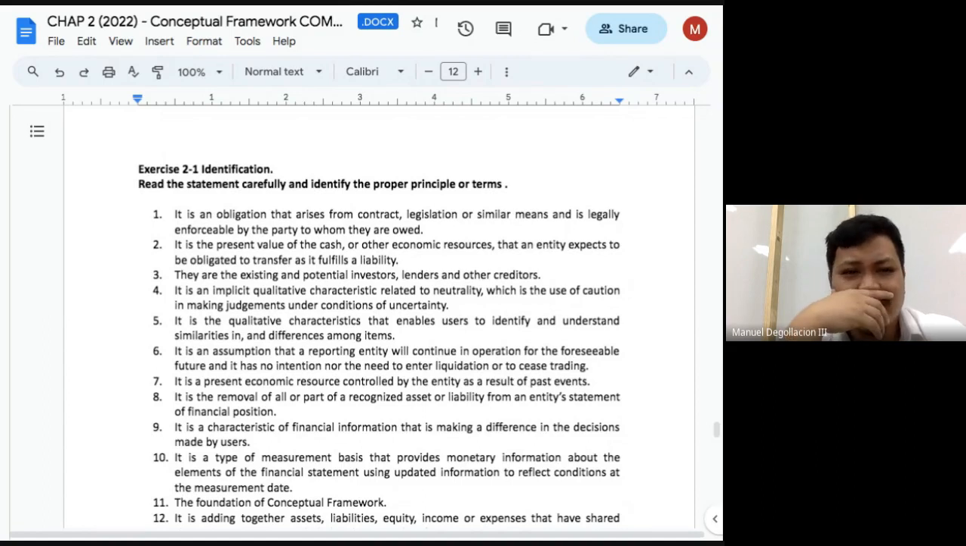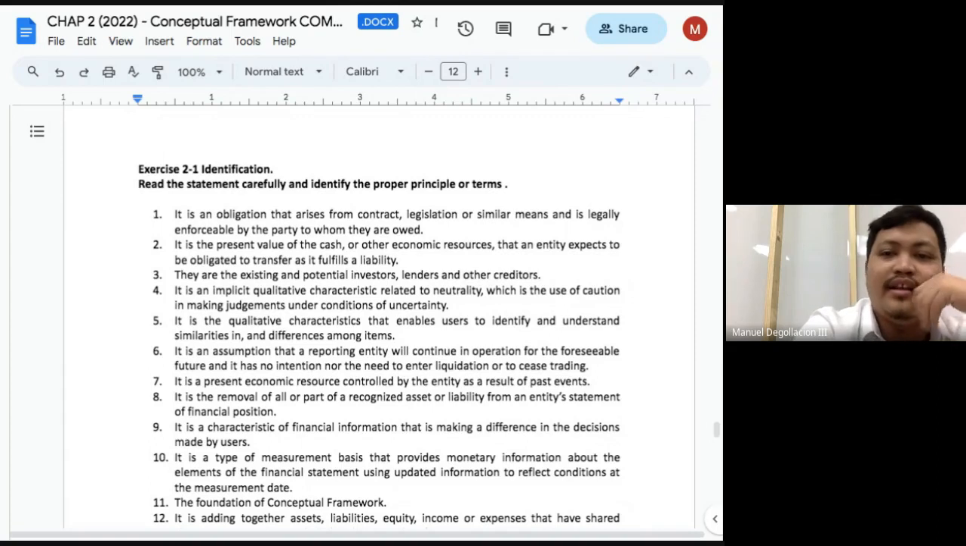Number one, it is an obligation that arises from contract, legislation, or similar means and is legally enforceable by the party to whom they are owed. This describes a legal obligation. Because you're not allowed to come up with your own terminologies because there are terminologies provided by the framework and the standard, and what are given here are simply the definitions provided in the framework and the standard. So again, number one is a legal obligation simply because this can be legally enforced.